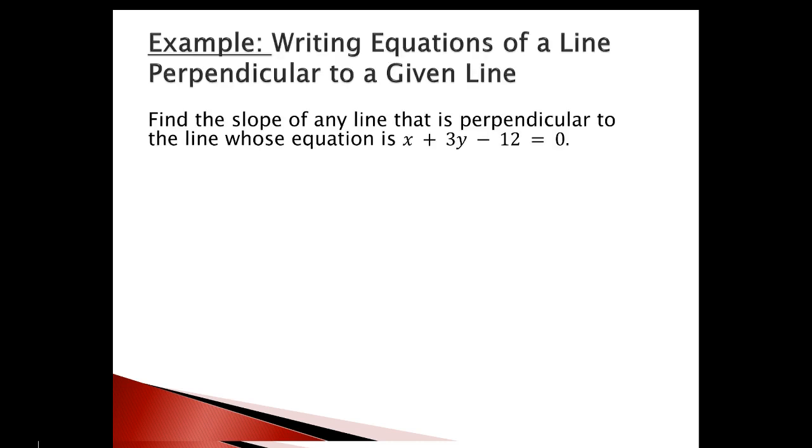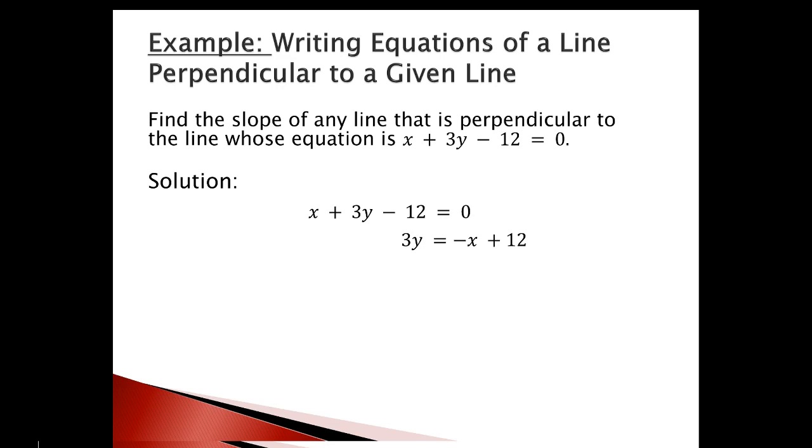Now we'll see one example. We need to find the slope of any line that is perpendicular to the line whose equation is x + 3y - 12 = 0. We know that if two lines are perpendicular, the product of their slopes equals -1. Then by using this equation, we can find the slope of this line. We need to solve this one for y.